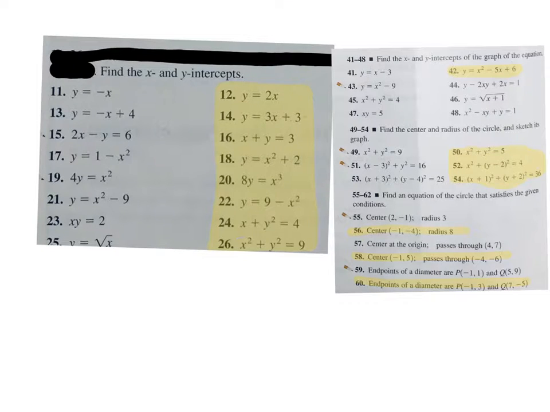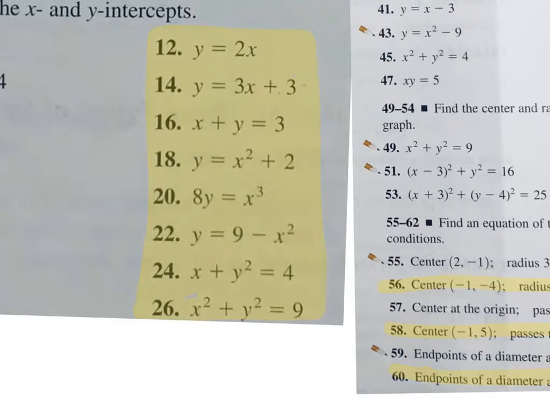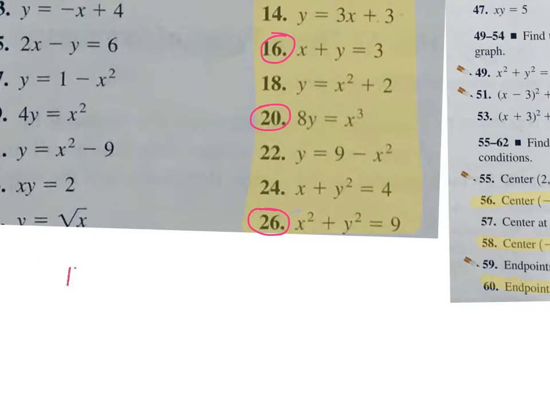All right, going on to here. We did this yesterday. We're going to talk about x and y intercepts. How do you find them? We're going to talk about stuff with circles. So let's look. We're going to do 26. We'll do 20. 16. How's that sound? Is that a variety? All right, let's look at 16.